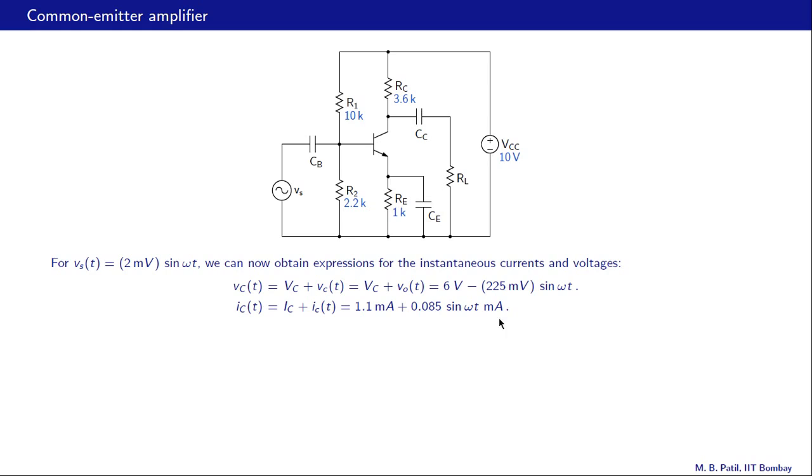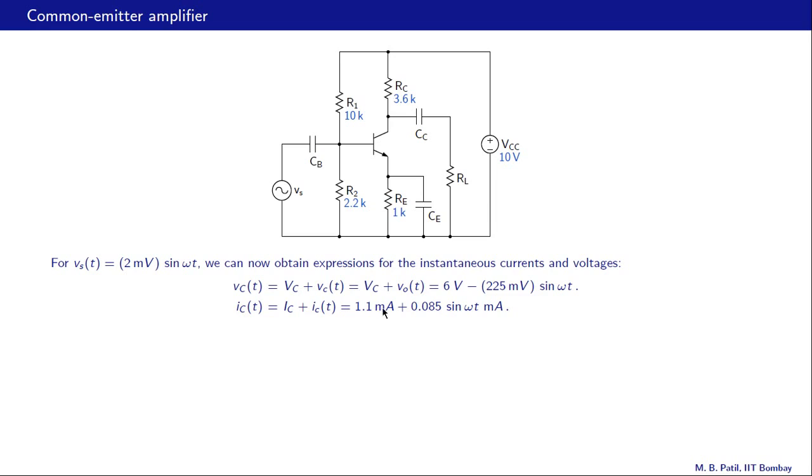What about the total instantaneous collector current? Bias current plus signal current. Bias current, as we have seen earlier, is 1.1 milliamps. The signal current, as we saw in the last slide, is 85 microamps, which is the same as 0.085 milliamps times sine omega t.